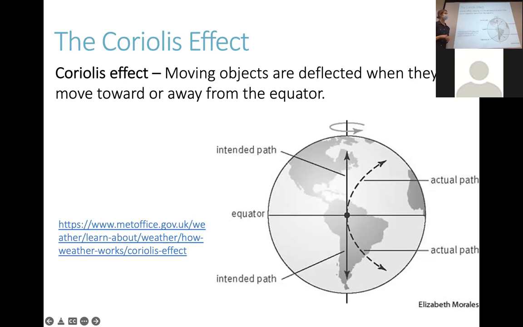Okay, so the Coriolis effect just says that objects are going to be deflected when they move toward or away from the equator. So if we're talking about the Hadley cells that start at the equator, air is going to be moving north and south, right, away from them. But it doesn't go directly north and south. This is the intended path. But because the Earth is spinning underneath that air that's moving, we see the pattern as it moving kind of off to the right.